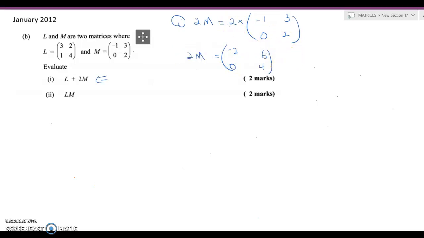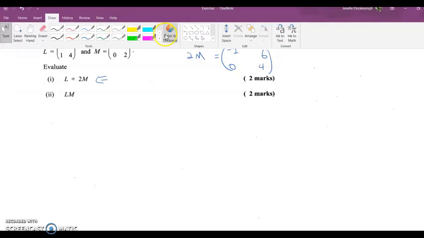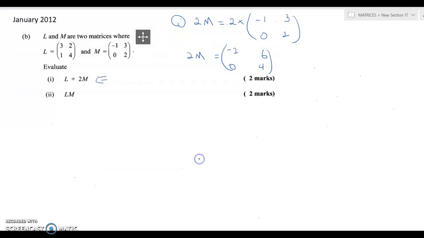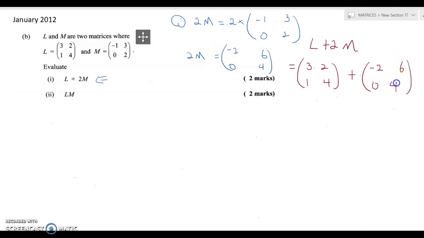Now, let me change the color of the pen so you all could see the difference. Now we are going to find L plus 2M. Matrix L is 3, 2, 1, 4. Plus 2M is what you just found: minus 2, 6, 0, 4. Because we have the same order. Matrix L is a 2 by 2, and matrix 2M is also a 2 by 2. Right? And for addition, we just add any corresponding entries.